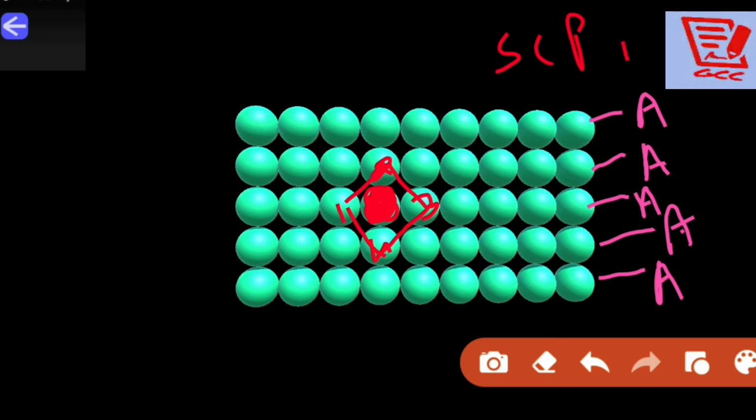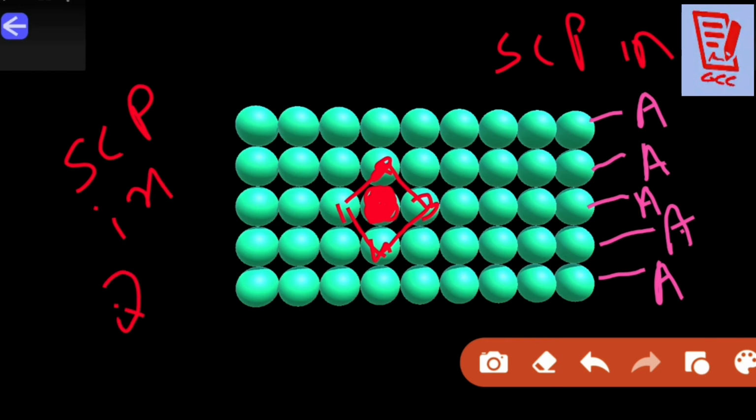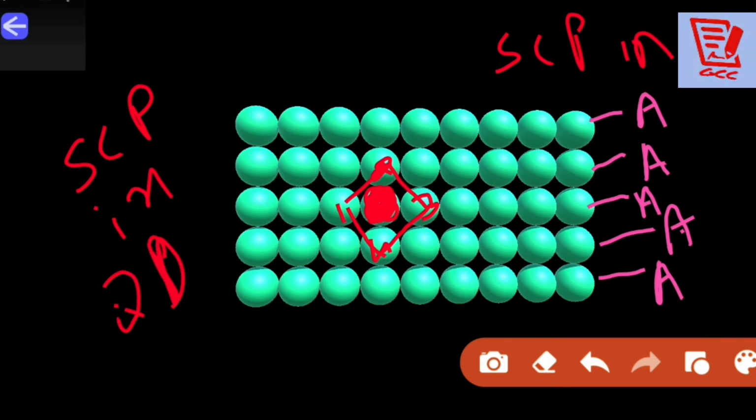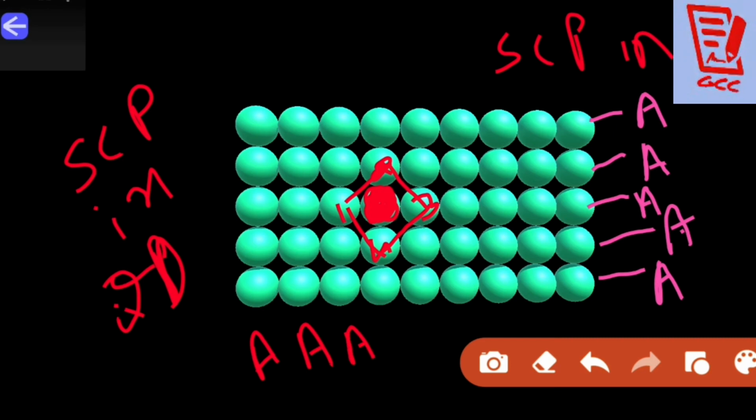What will you call it? You can call it square close packing in 2D. Why square close packing in 2D? Because there is a formation of a square, and this is also called AAA type arrangement, AA type arrangement in 2D. Is that clear? This is about the close packing in 2D, first arrangement.